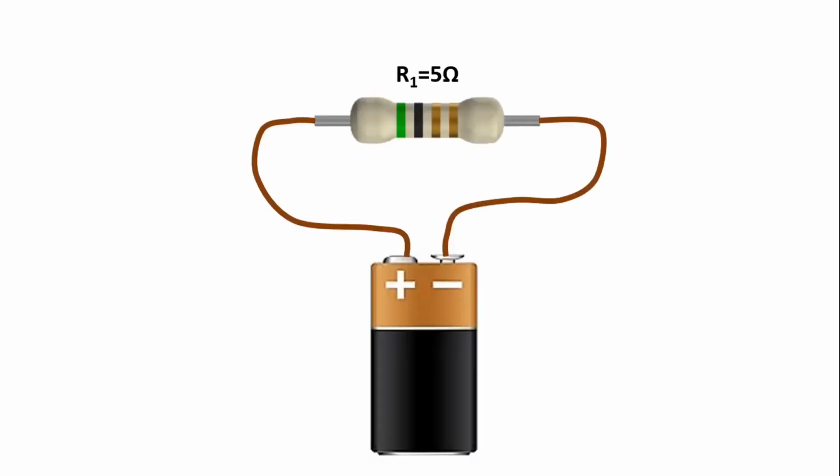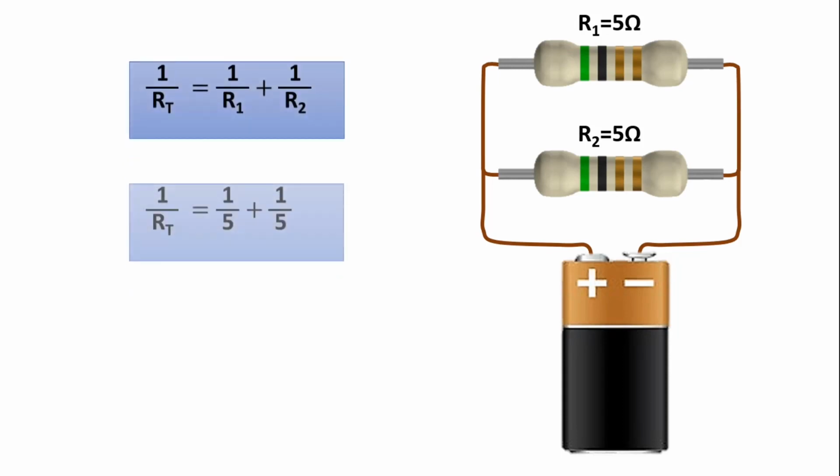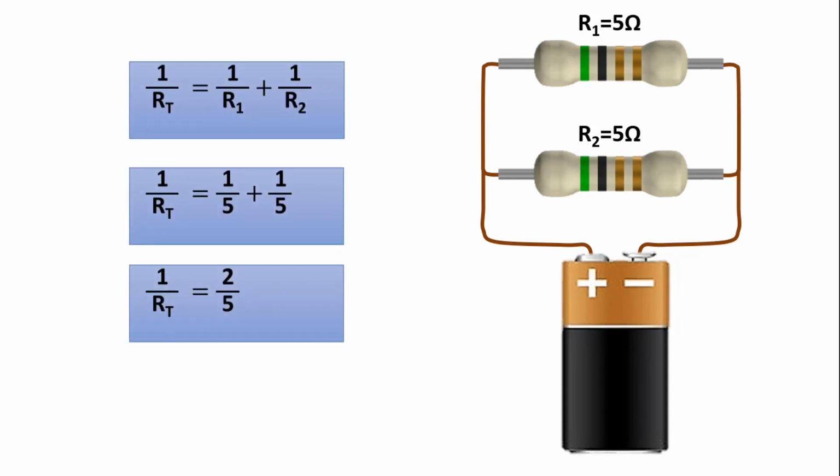For instance, suppose there is a single resistor circuit connected to the power supply. Let its value be 5 ohms. What is the total resistance of this circuit? It's very easy to find. Since there is only one resistor, the total resistance will also be 5 ohms. If we add a second 5 ohm resistor, R2, in parallel with this resistor, what will be the total resistance? In this case, the total resistance will be 2.5 ohms, which is the sum of the two inverses. If the two resistor values are the same, the result will be half the value in parallel connection.